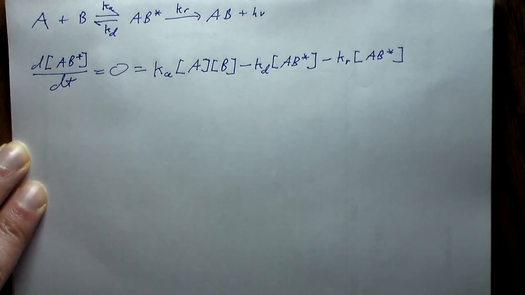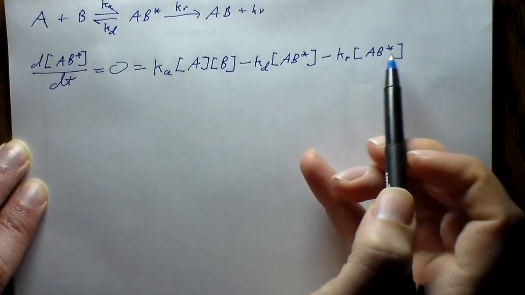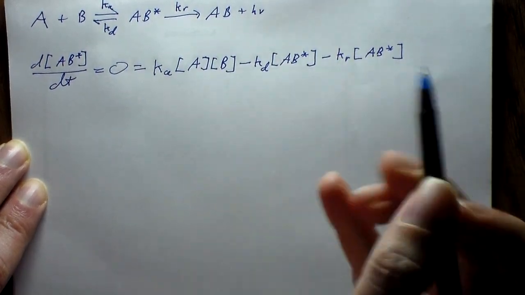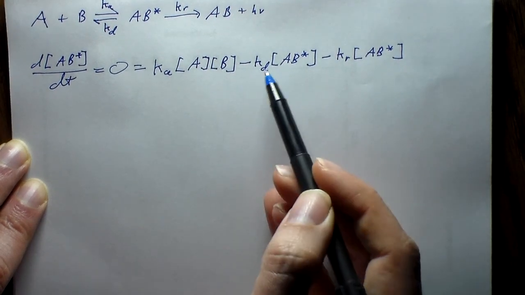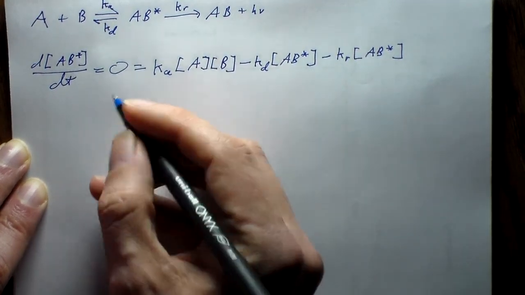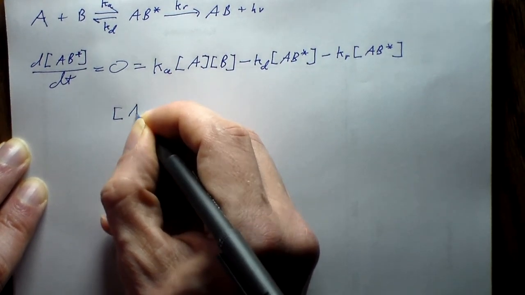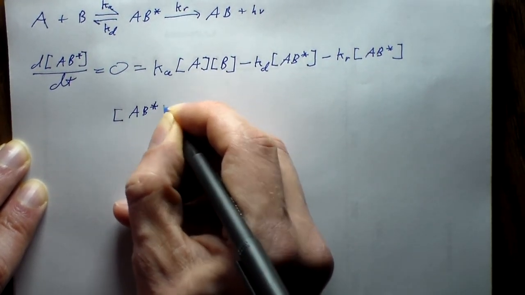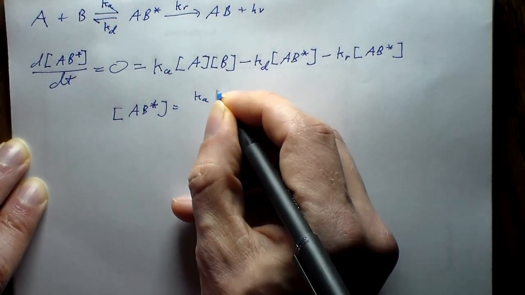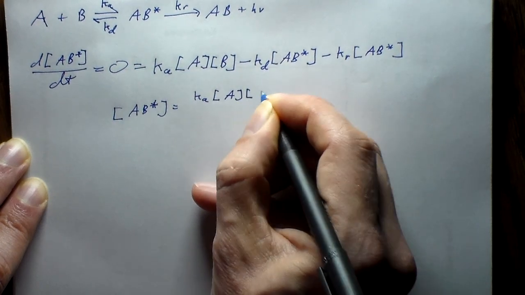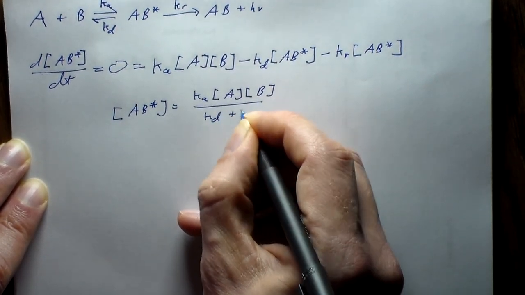Okay, and then all we have to do here, we want to figure out what the concentration of AB star is. So really this is just a little simple algebra. Just bring this over to the other side, factor out your AB star, and then divide by Kd plus Kr. So all we're going to get here is that AB star is equal to Ka times your concentration of A and B, all over Kd plus Kr.